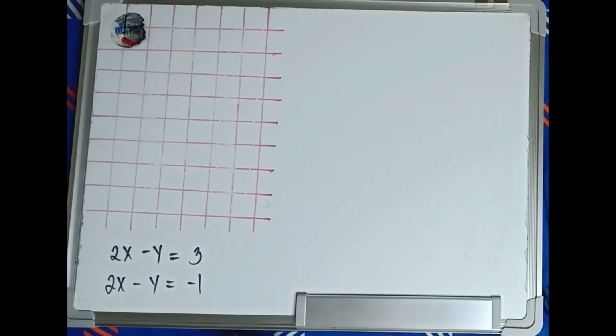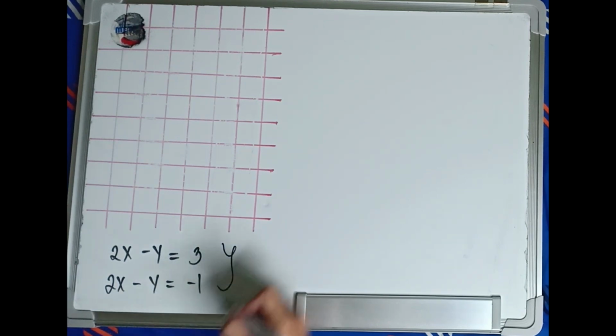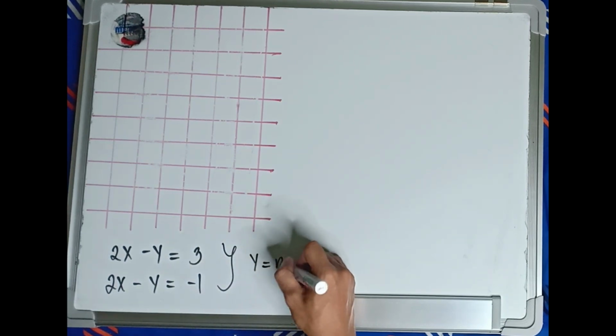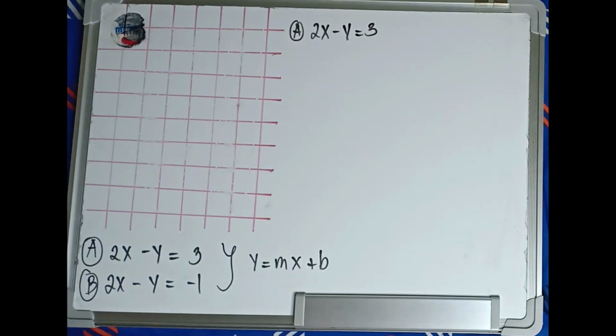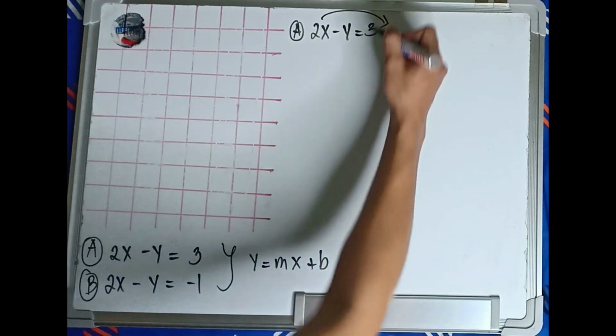Let's have the third example for system of linear equations in two variables. Again, before we graph the given equations, we have to change the given into the form of y equals mx plus b. Now let's take first equation A. So we have to transpose 2x to the other side.